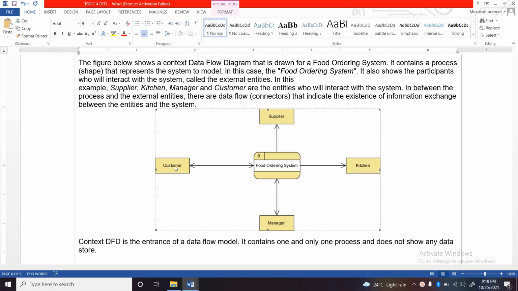And these are the entities who will interact with the particular system, the food ordering system. So in between the process and the external entities, there are data flows or connectors that indicate the existence of information exchange between the entities and the system. As you can see, there is an arrow going from the food ordering system towards the supplier, the food ordering system towards the kitchen, the food ordering system and the manager, and the manager will also interact with the food ordering system, and the food ordering system will also interact with the customer, vice versa. We have two data flows here which have a vice versa data flow. Unlike the supplier and the kitchen, it is a one-way process only.